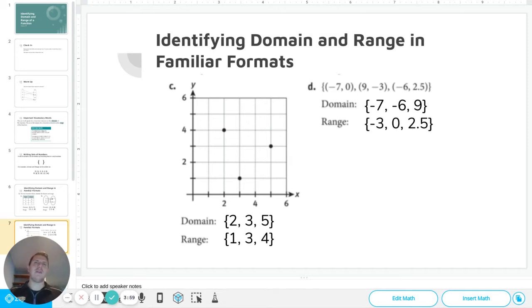Now, you don't have to put them in numerical order. I just like doing it that way because I like to be thorough in how I do my math and how I do my notes.